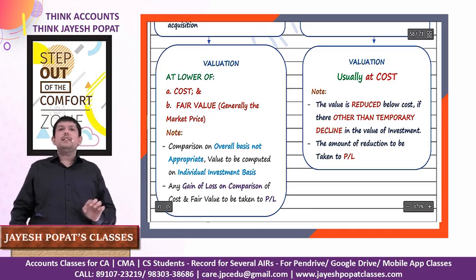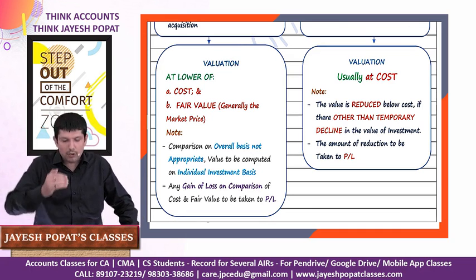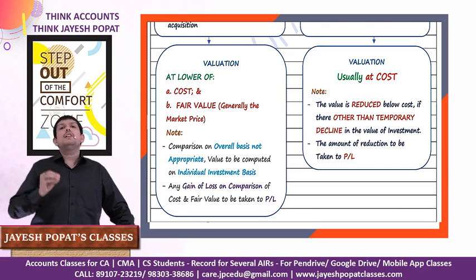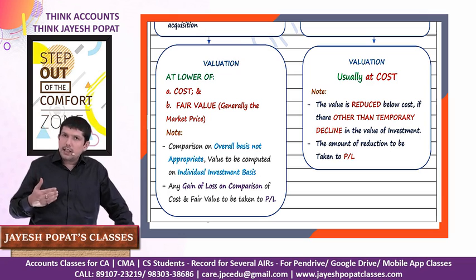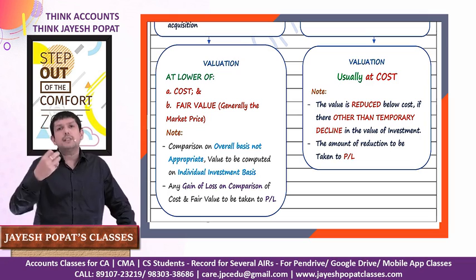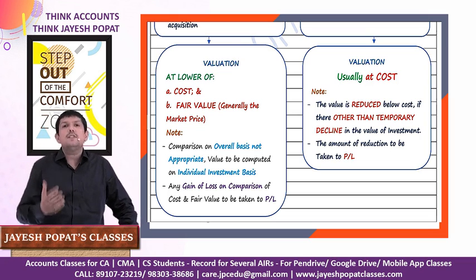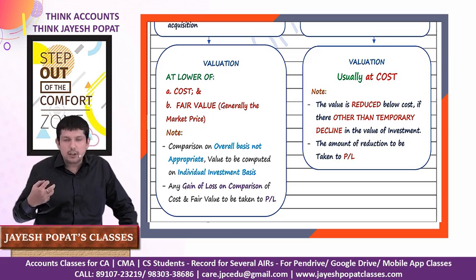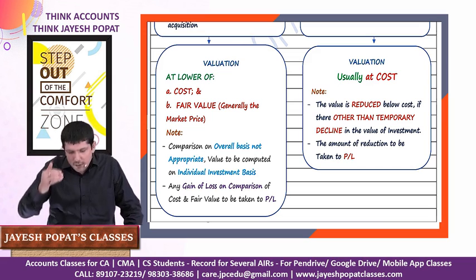If we talk about current investment, current investments have to be valued at lower of cost or fair value. Fair value is generally the market value of the investment. This again is on the basis of prudence and conservatism, where if we see that the market value of the investment is less than our cost, there is a probable loss which we may face in future, and therefore we'll recognize that loss upfront. So current investments have to be valued at lower of cost and fair value.